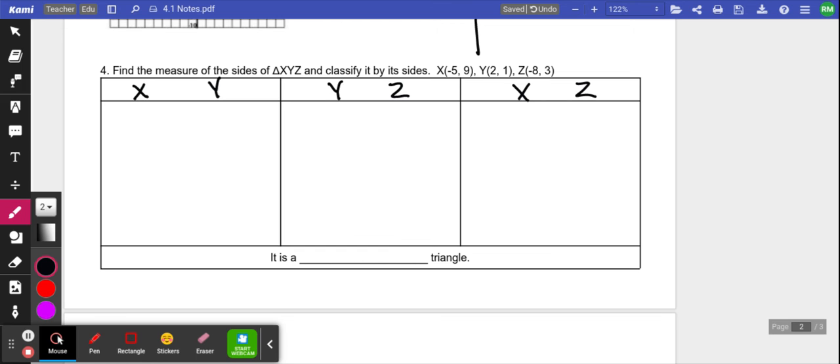After you've completed your notes, go ahead and get on to Delta Math. There's going to be a couple extra distance problems there just to practice the distance and the slope formula.